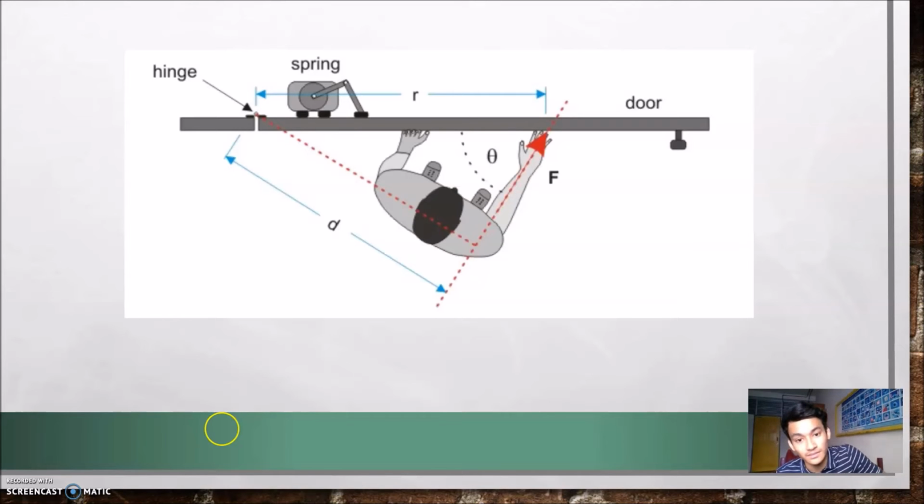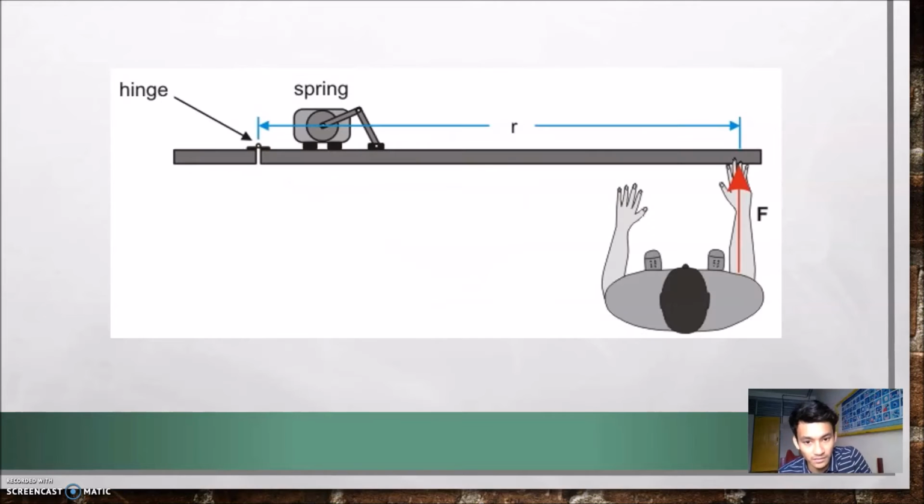It would be easier for him to push the door if he applies the force further away from the hinge and pushes the door at 90 degrees. The example is this: the force he applied is further away from the hinge and the angle is 90 degrees. So that's all. Thank you.